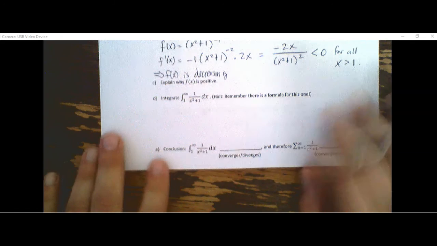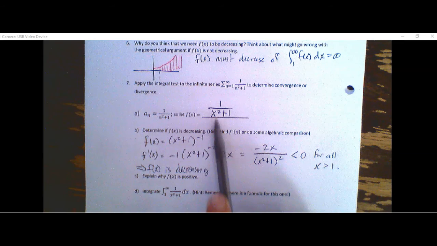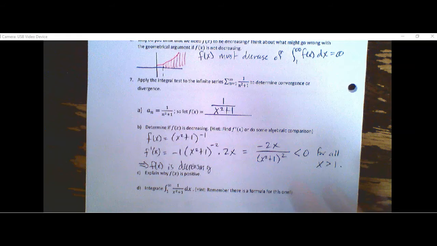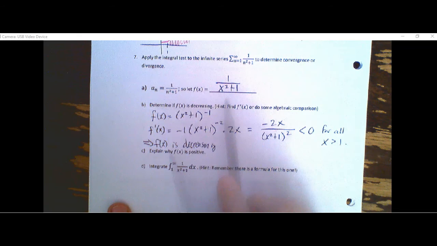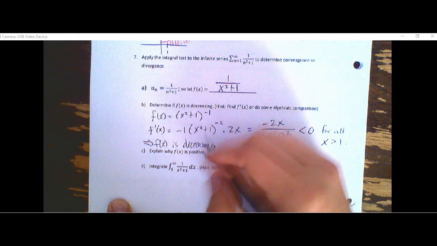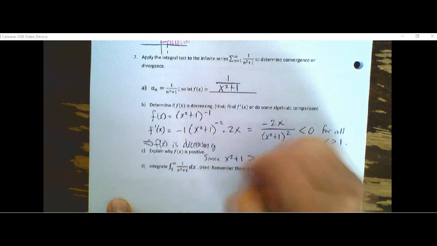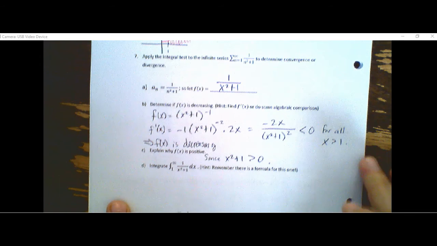Continuity is pretty simple. This is always continuous on 1 to infinity, of course, because nothing makes the denominator 0. Is it positive? Yes, since x squared plus 1 is always greater than 0.